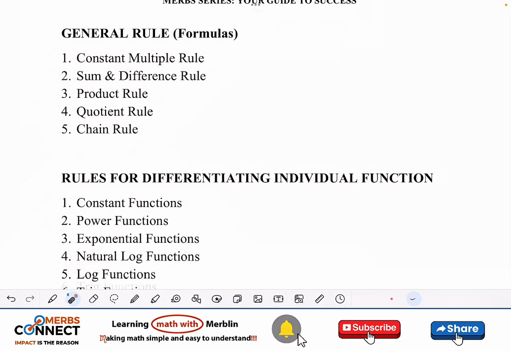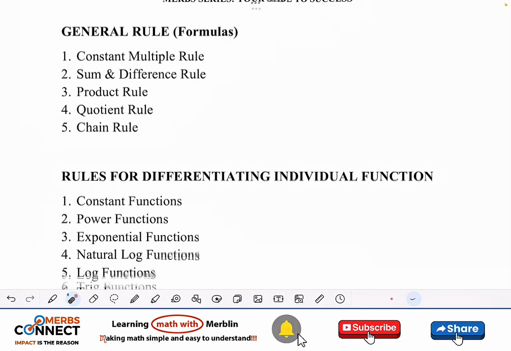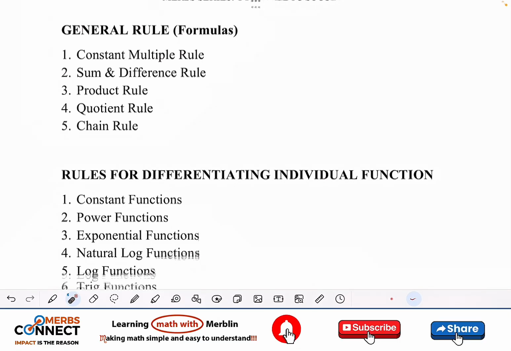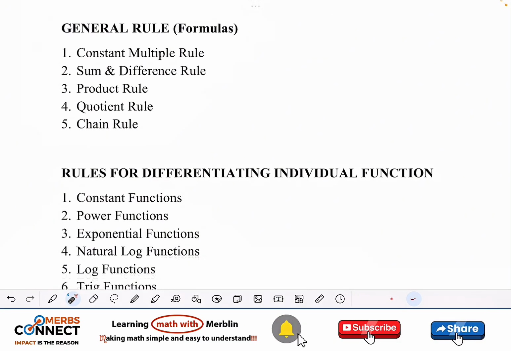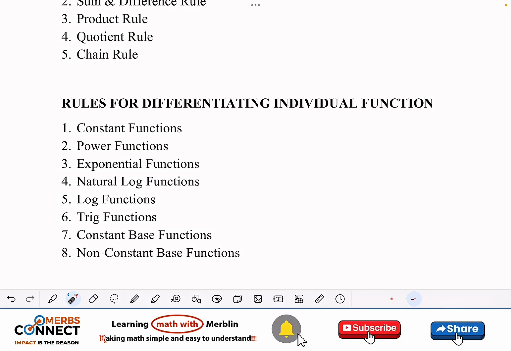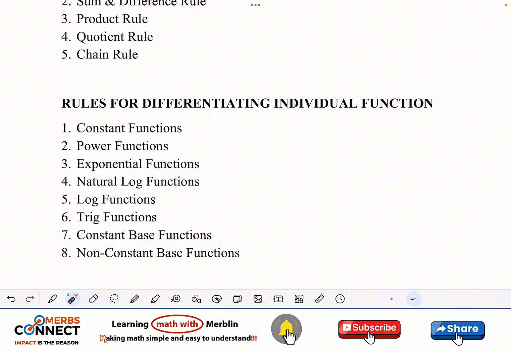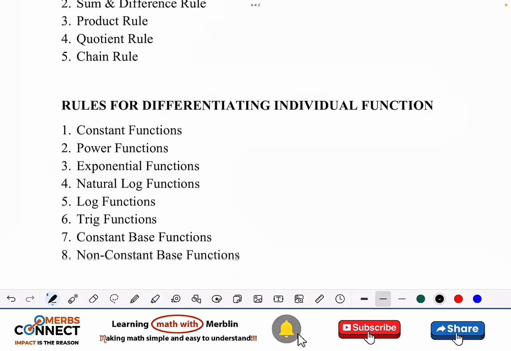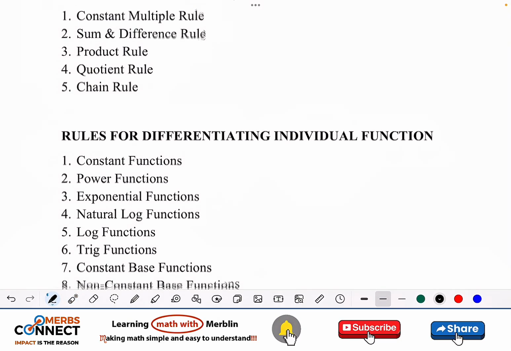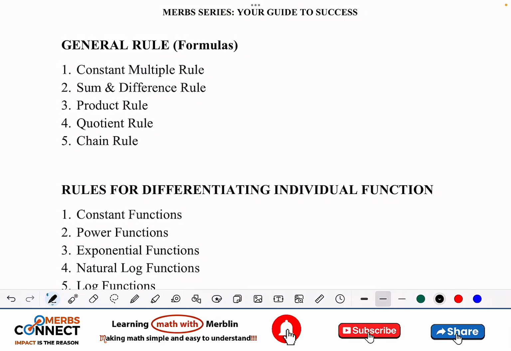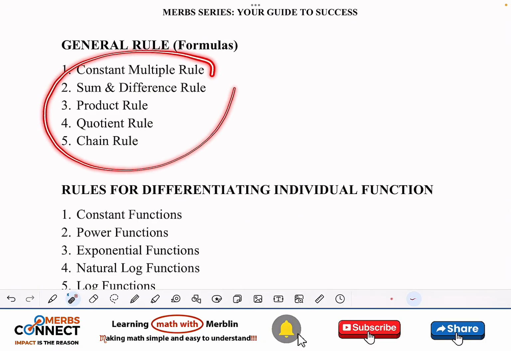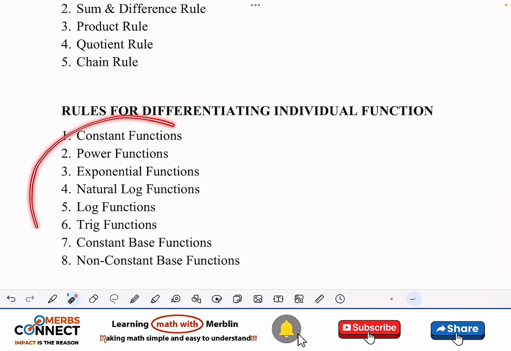So we are done with non-constant base and constant base functions, right? So let's see where they are going to be. So constant base function is here, and then non-constant base function is also here. So we know that anytime you have a function which is not a constant, we know how to differentiate. So you see that as we are going, we are adding up how many general rules with the formulas. These are 5 now, and this is like 8 now.